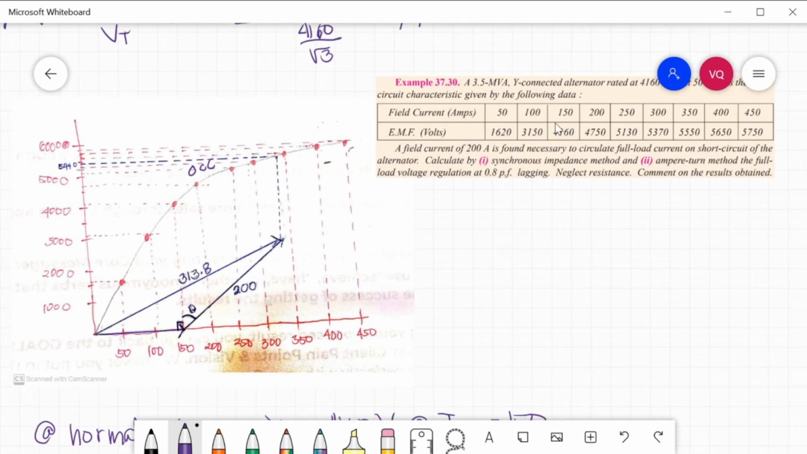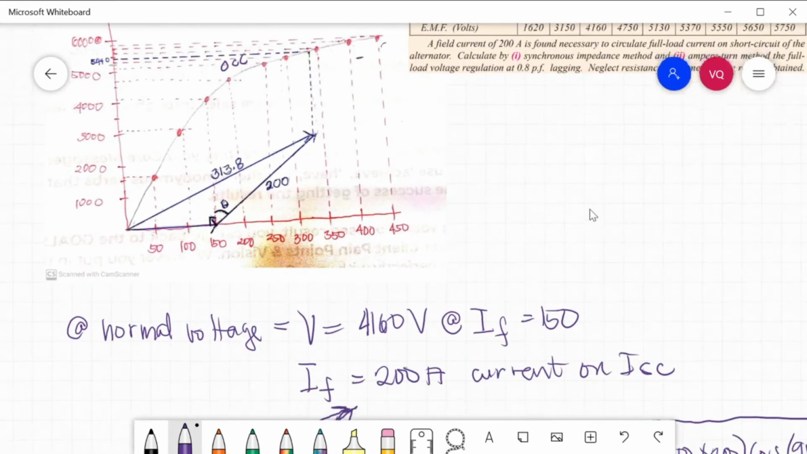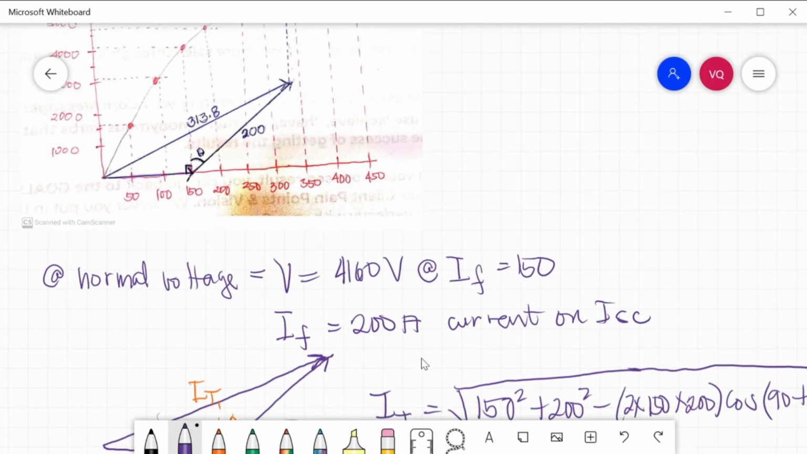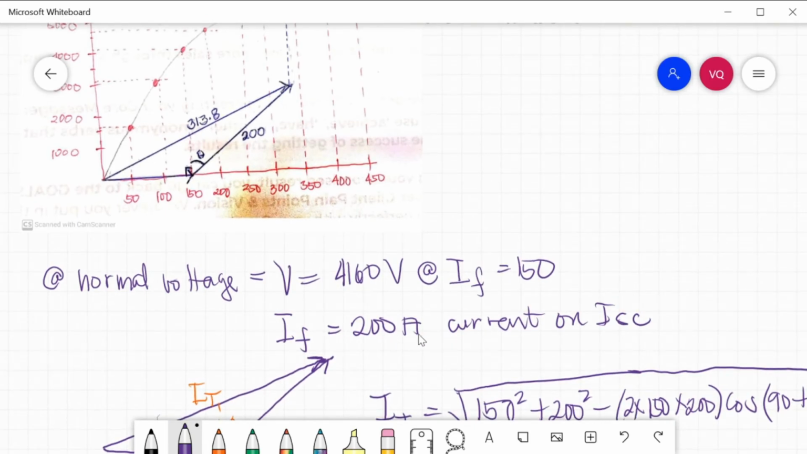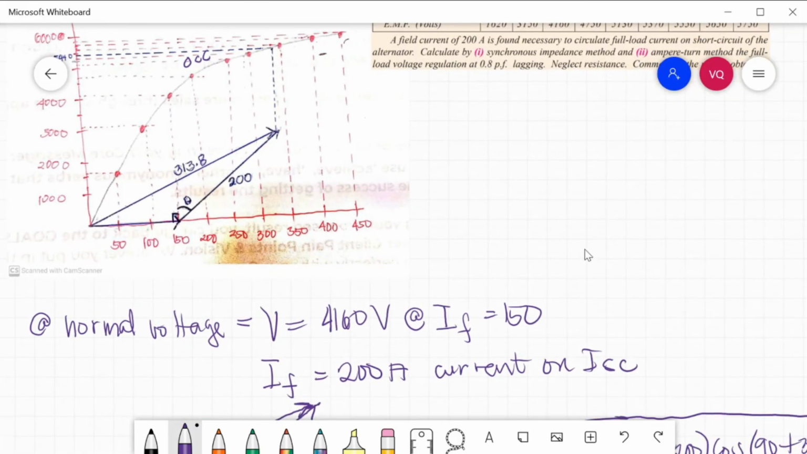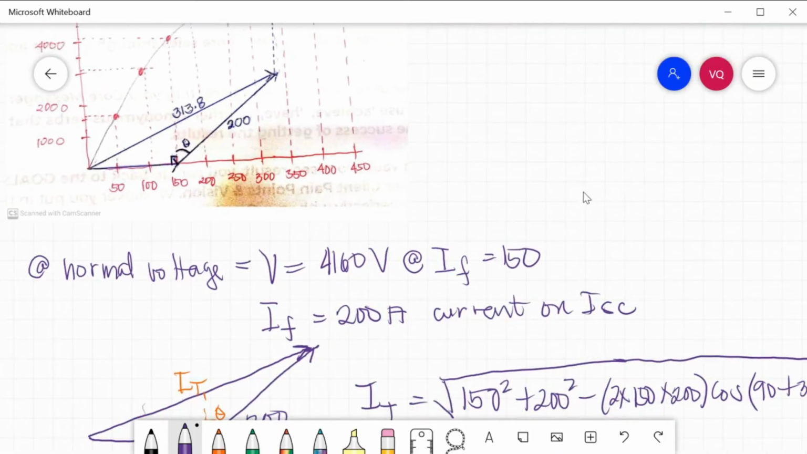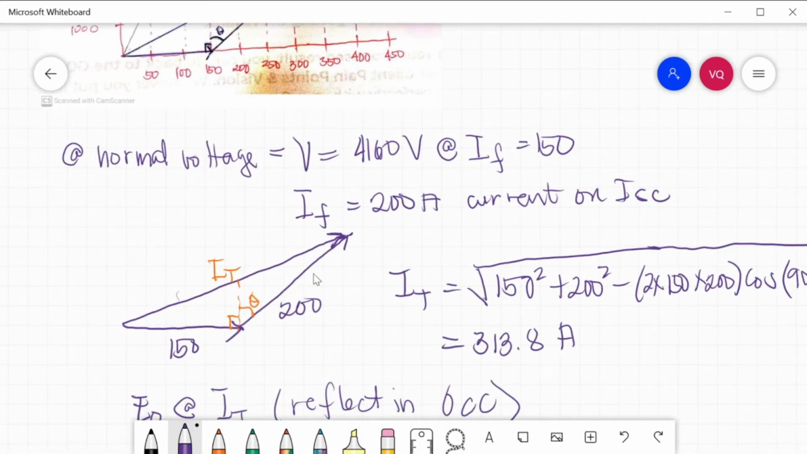voltage, 4,160. Its corresponding field current is 150. This is our 150. And the IF, field current, equal to 200 amperes, the current on short circuit. Our field current here, which is 200 amperes, we put here, which corresponds to ISC.